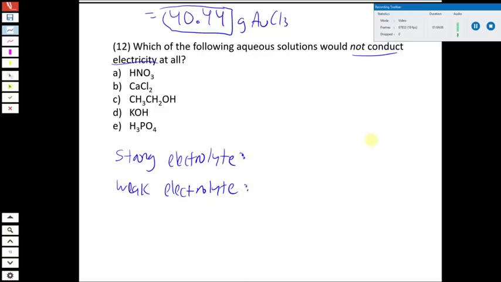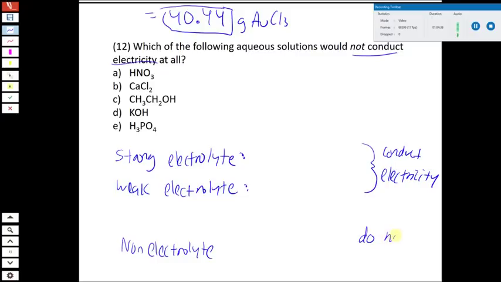And both of these solutions would conduct electricity. The only difference is how well they conduct electricity. So as the name implies, a strong electrolyte would conduct electricity better than a weak electrolyte. Now in terms of identifying whether a solution is a strong or weak or non-electrolyte, that comes into play with what kind of compound it is. We'll get there in a second. The other major type is a non-electrolyte solution, which doesn't conduct electricity at all. So these, when they're dissolved in water, do not conduct electricity.